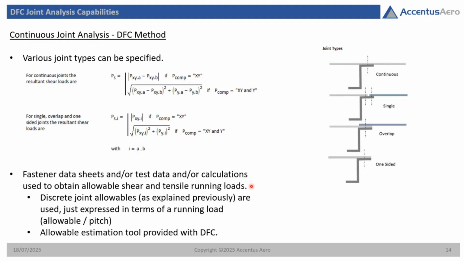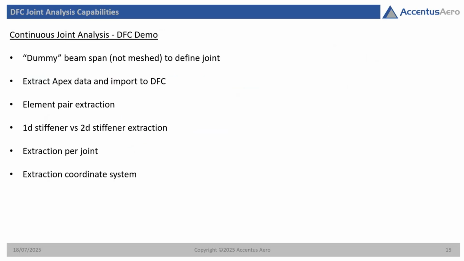So we use discrete joints. You analyze your allowable using the discrete joint allowable tool, and then we simply divide it by the pitch to get the allowable running load for that joint. Again, this tool is available in DFC. It comes with DFC, the resource database. So let's have a quick look at how we do it in DFC.